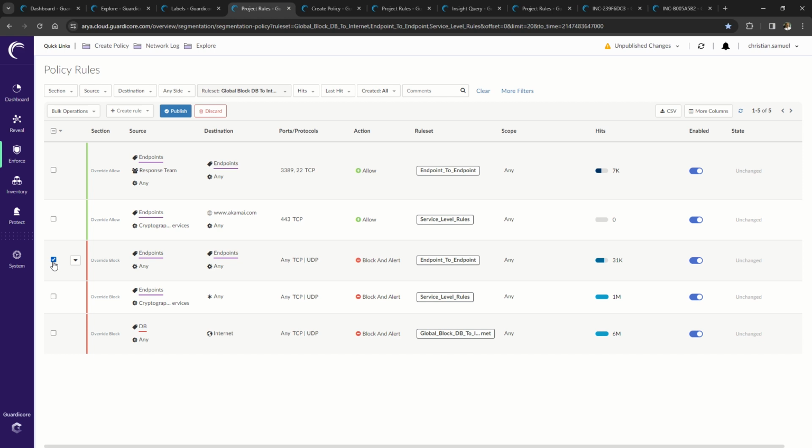Now let's look at this override block rule that complements your EDR antivirus solution by blocking and alerting all endpoint-to-endpoint communication over any port, any protocol. This rule is critical in preventing lateral movement in the event of a breach.